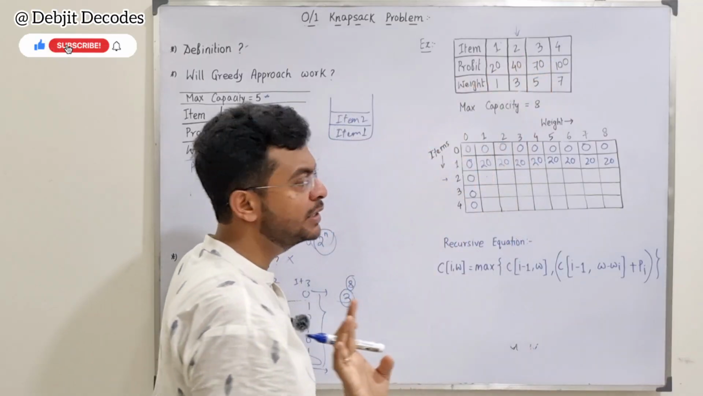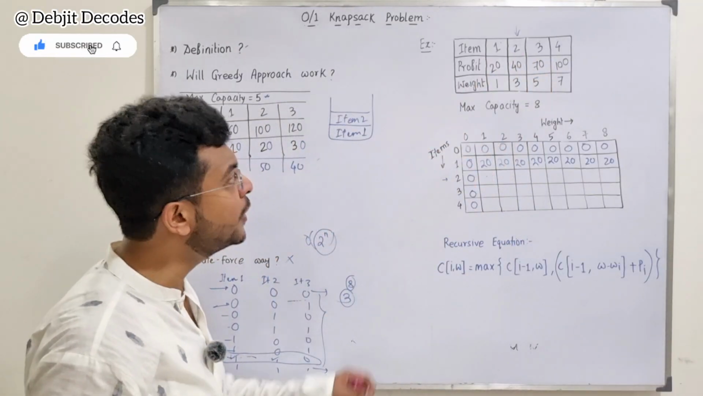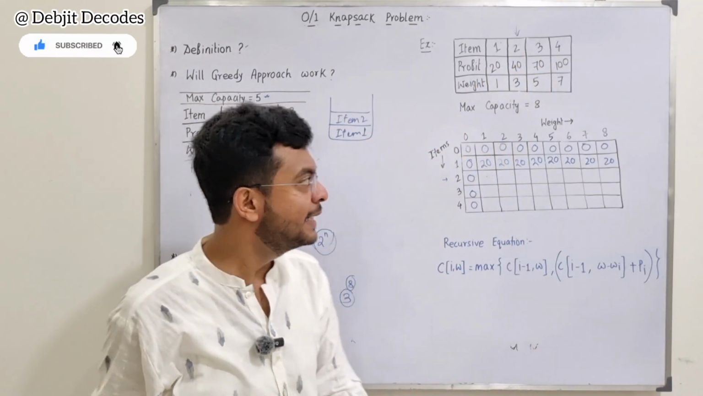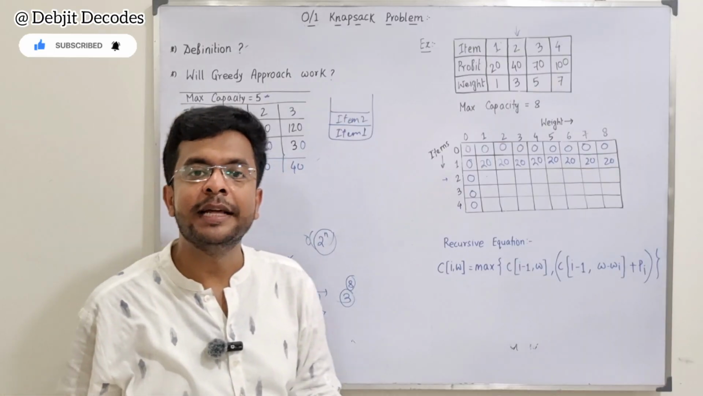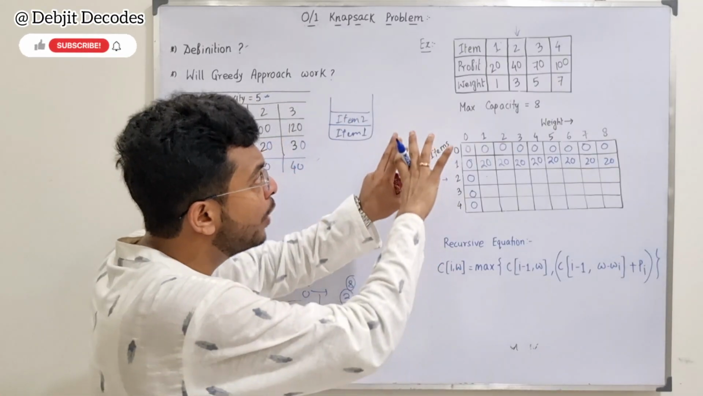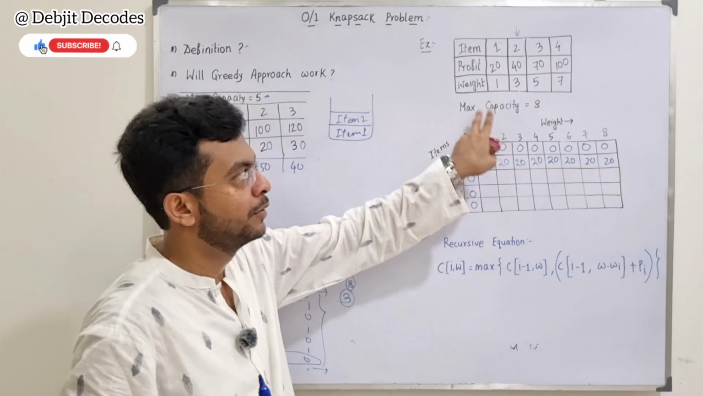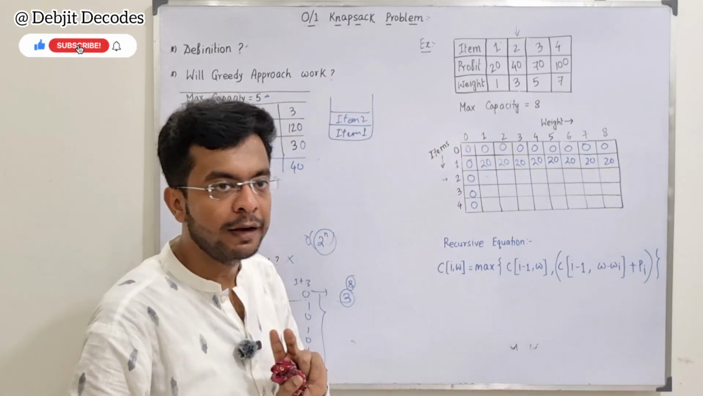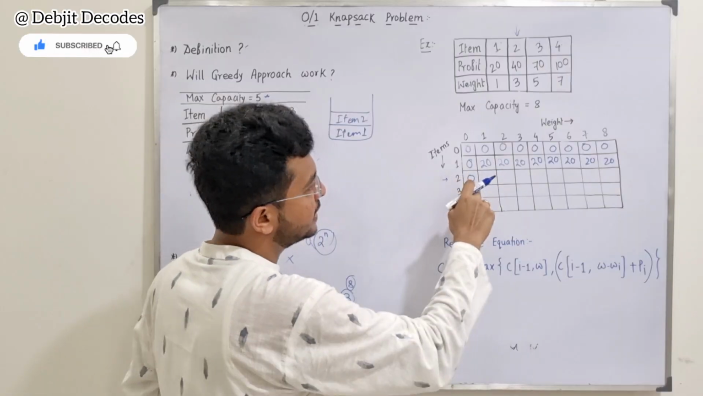What is the profit it is giving? 40. First of all, just one more point I want to mention. In the case of the fractional knapsack, we need to make a ratio and sort. Here we do not need to do anything like that. We can simply go item wise. Now let's get back here.